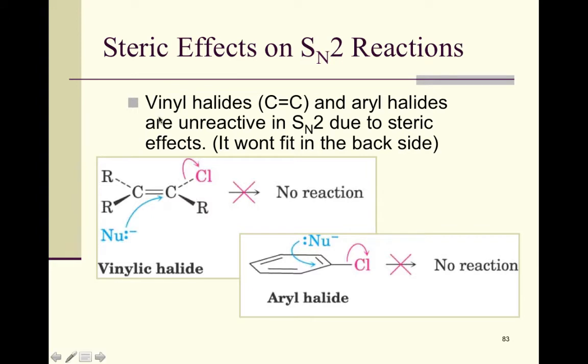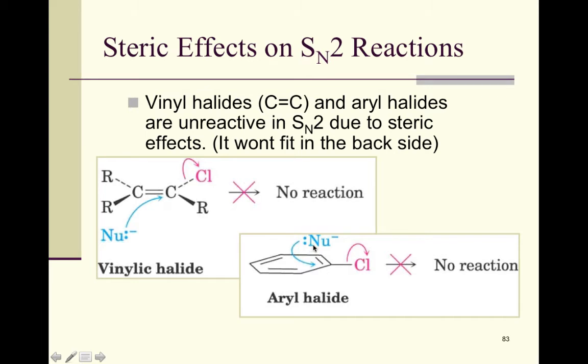undergoing an SN2. Vinyl halides, which are carbon-carbon double bonds, and aryl halides, those that have an aromatic ring, are unreactive to SN2 due to steric effects. It can't come in 180 degrees from there. This carbon here is at a 120-degree bond angle, and I can't get to this 180 degrees away. So this would be no reaction. This would not undergo an SN2 reaction.